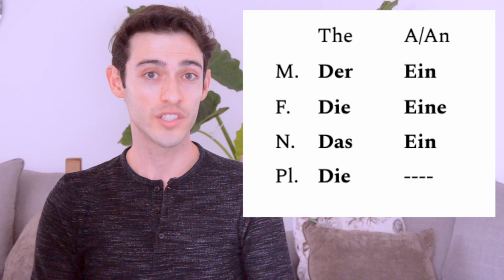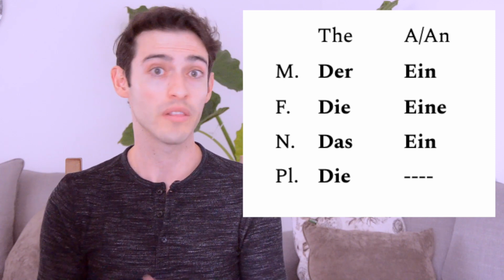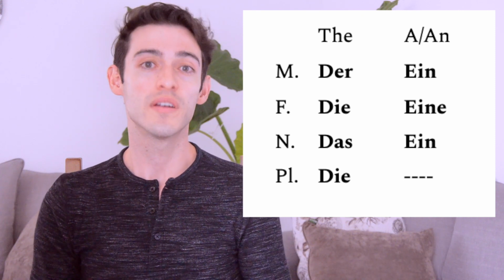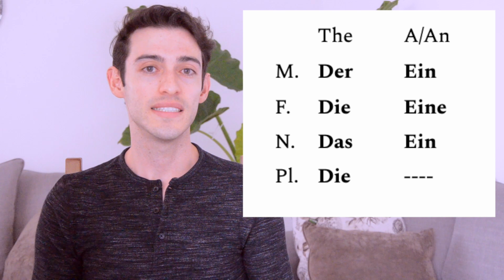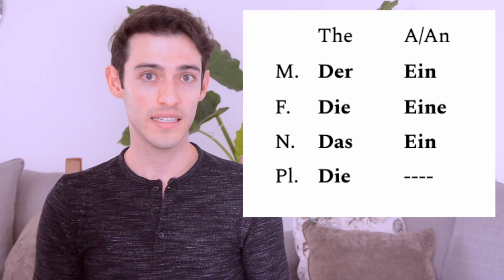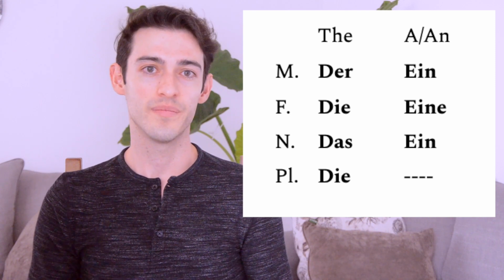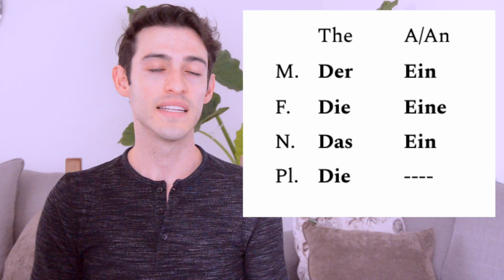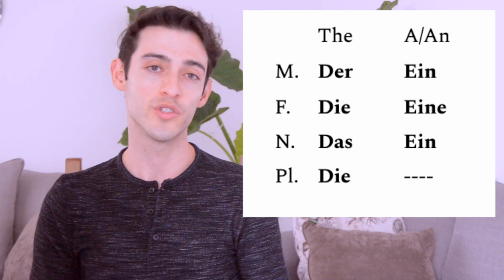So here's this little lovely chart for you guys. Pull out your notebook, your computer, your tablet, or even your leg to jot it down. Remember, masculine, der, ein, feminine, die, eine, neuter, das, ein, plural, die, or keine because it doesn't exist, right? For indefinite articles, you don't say a dogs or an eggs. You just say dogs or eggs. This wasn't too hard, was it?